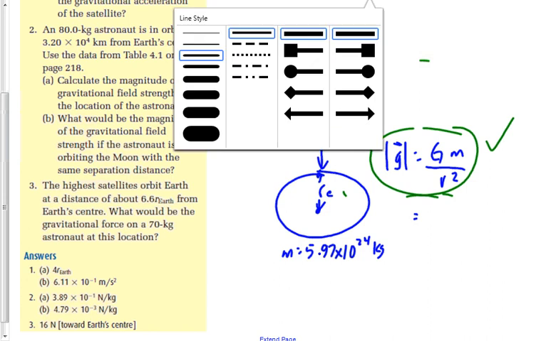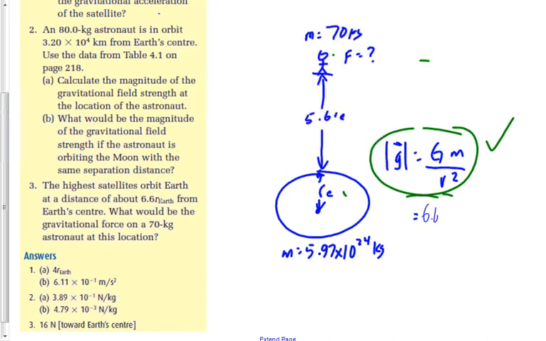G is 6.67 times 10 to the minus 11. What mass do we use there? The 5.97 or the 70? What's this mass? Good. It's the mass of the producer, the mass of the Earth in this case. 5.97 times 10 to the 24. Divide that by r, which is going to be 6.6 times the radius of the Earth, which is 6.38 times 10 to the 6. Square that. Anybody have that value? Somebody must have calculated that already.